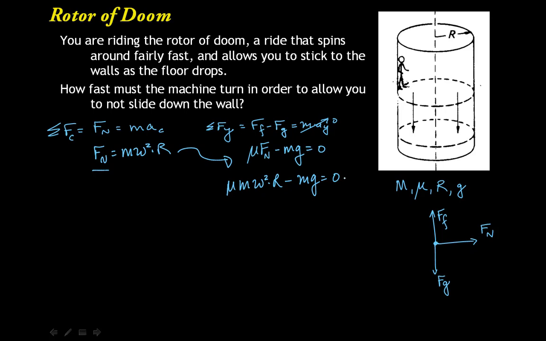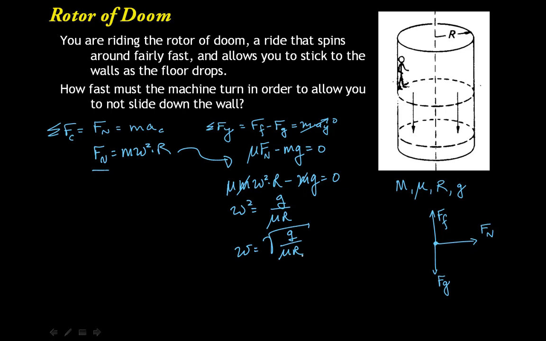And now we can just solve this. We're looking for omega, so we know the masses drop out this time. So we bring g to the other side, do a little division, we get omega squared equals g over mu r, and we get omega equals the square root of g over mu times r.